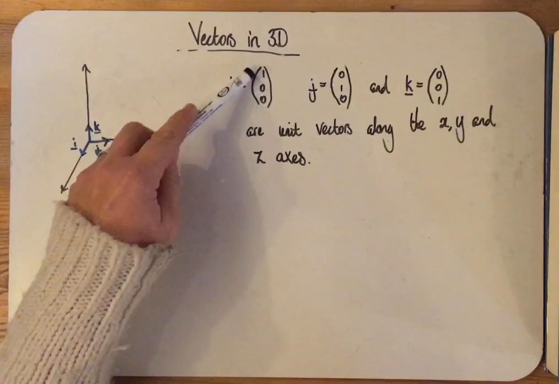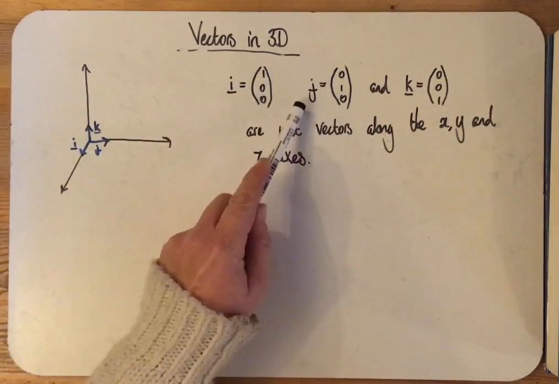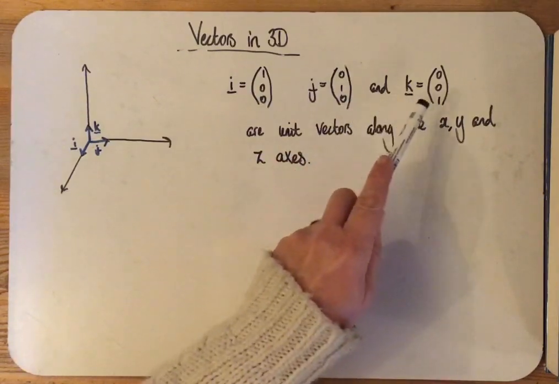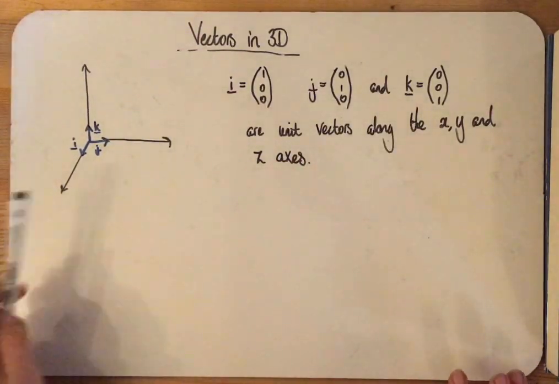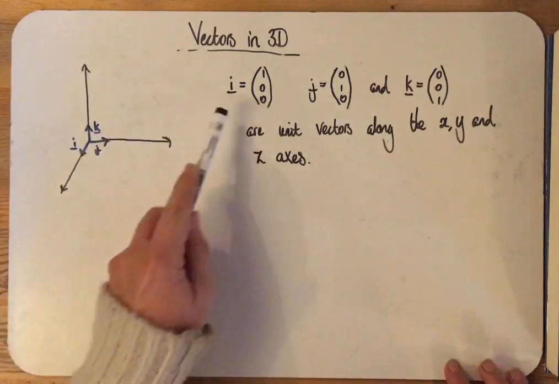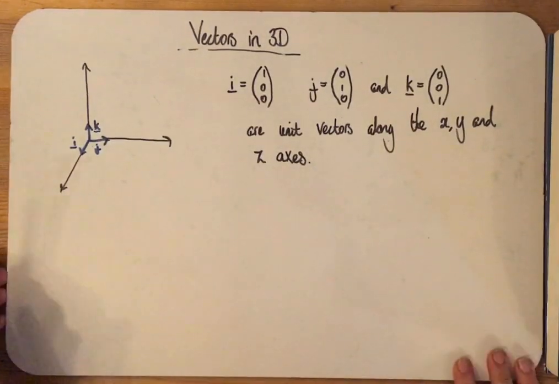I quite like using column vectors. So i is (1, 0, 0), j is (0, 1, 0), and k is (0, 0, 1). So that's the definition of those. And try and remember to underline your vectors. It is quite important. I know it's a little bit annoying, but it is quite important. Right, I've got 2 examples to go through.